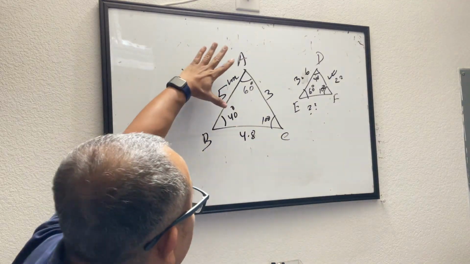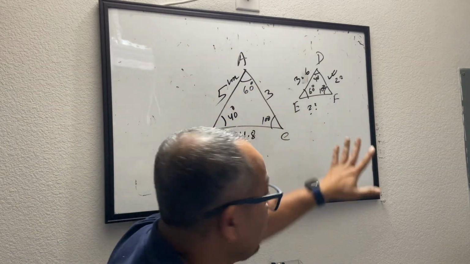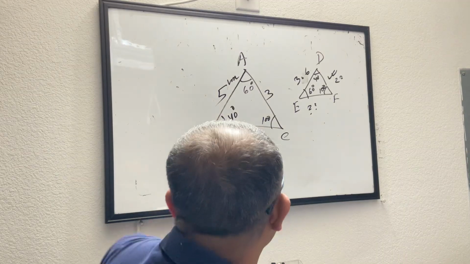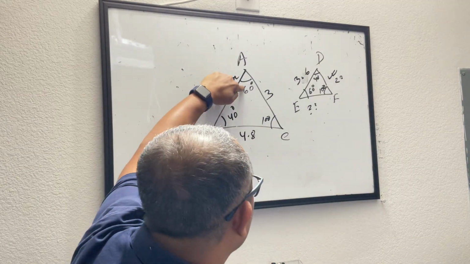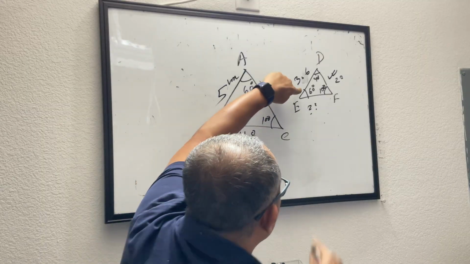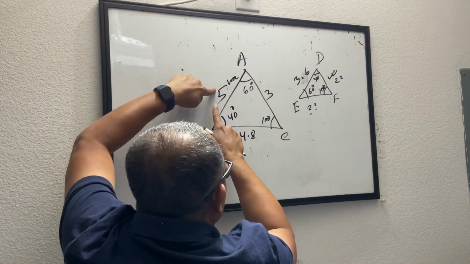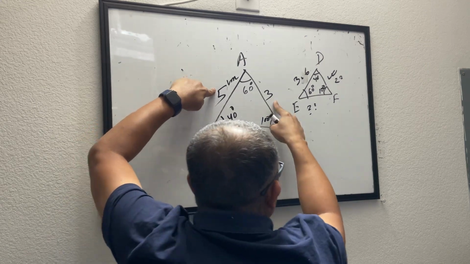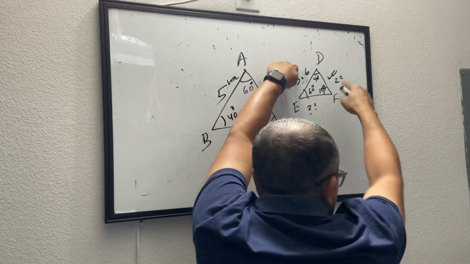So, there are two triangles, A, B, C and D, E, F. I'm not giving you any information. We have three angles as 40, 60 and 100. Here I have 40, 60 and 100. And we have sides as 5, 4.8 and 3. Here I have side 3.6. I'm asking you to find out the length of these two sides.